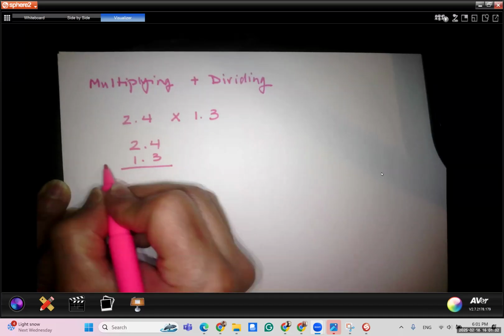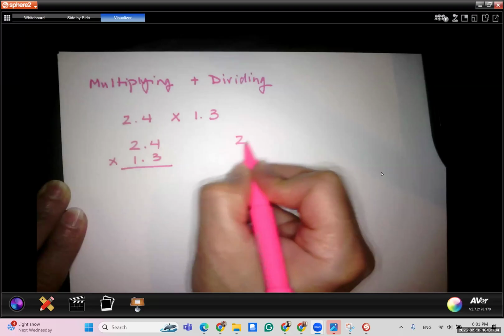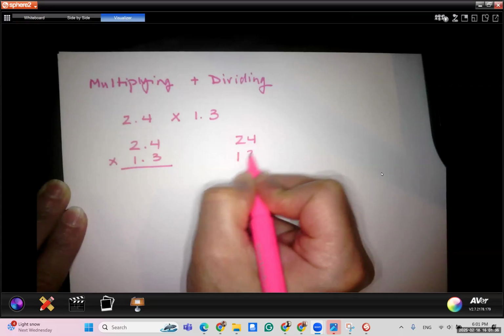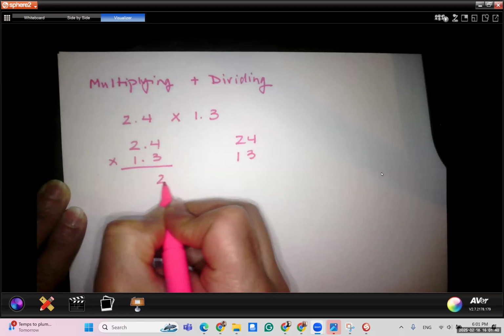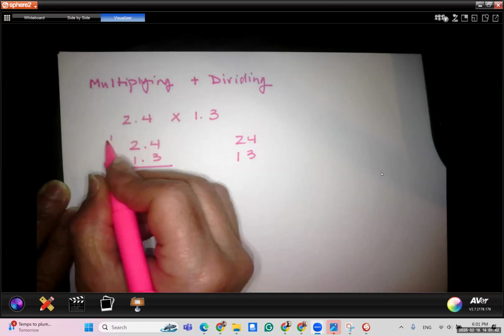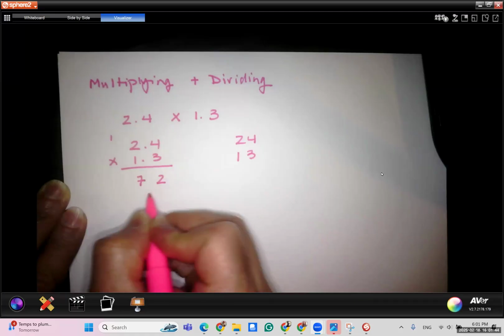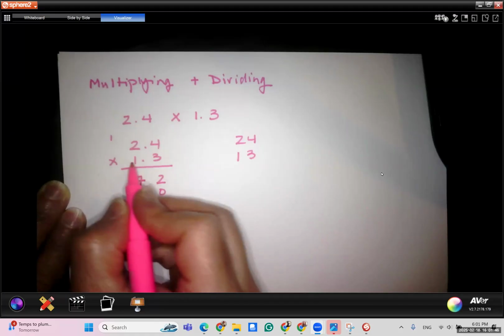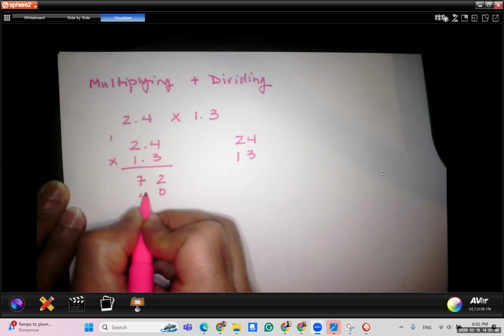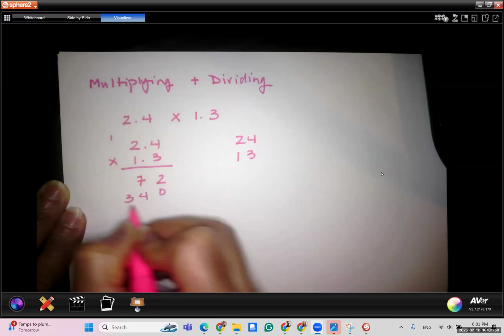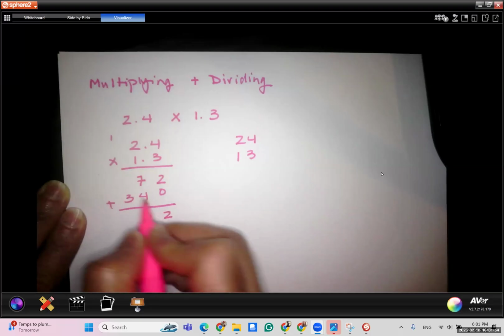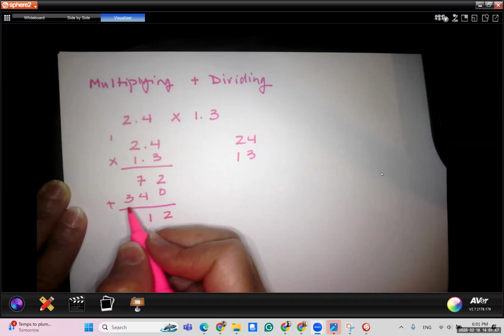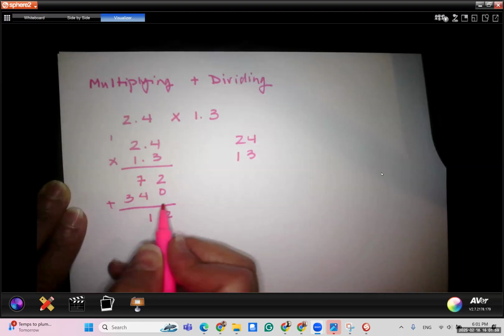Basically ignore that you have a decimal and just multiply the same way that you would multiply 24 times 13. Okay, that's what you would do. 3 times 4 is 12. You carry the 1. 3 times 2 is 6 plus 1 is 7. You're going to move one step over. 1 times 4 is 4. 1 times 2 is 2. You're going to add. So I'm not going to go over how to do the multiplication. So hopefully you remember this one, okay?